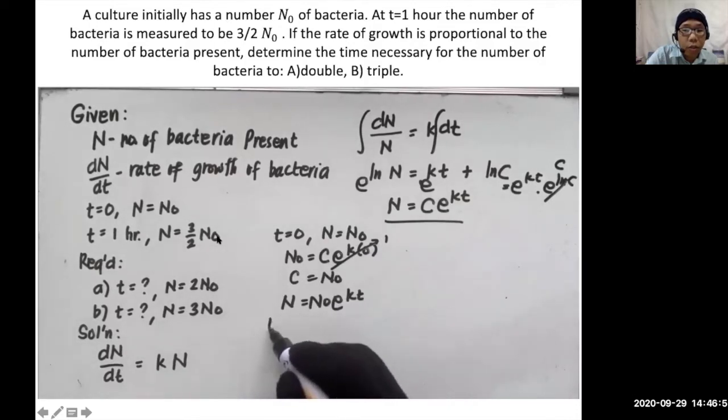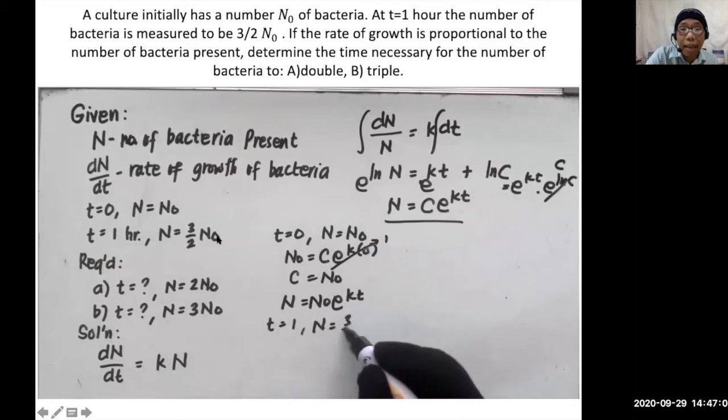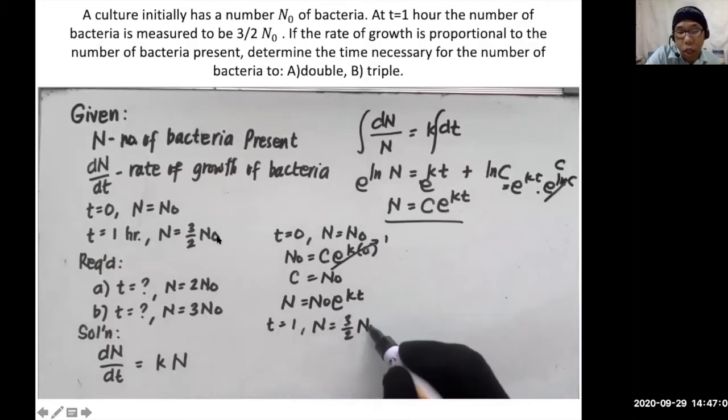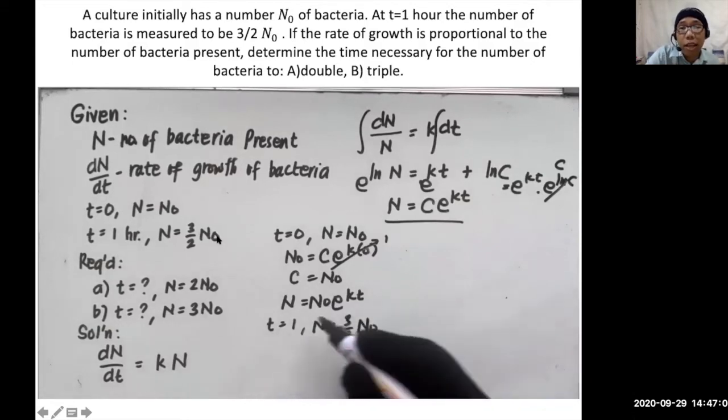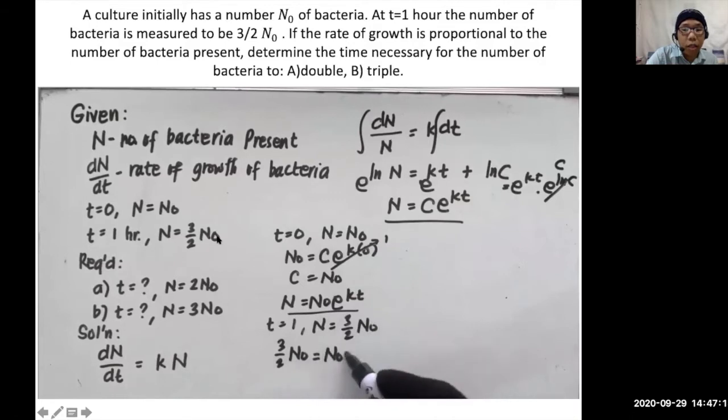Now we are going to use the next condition to solve for the value of k. So remember, k will be positive if it's growth. So we're expecting to have a positive k in this problem. Now we apply the condition. So n is equal to 3 halves n sub 0 equals n sub 0 e raised to k times time, which is equal to 1.